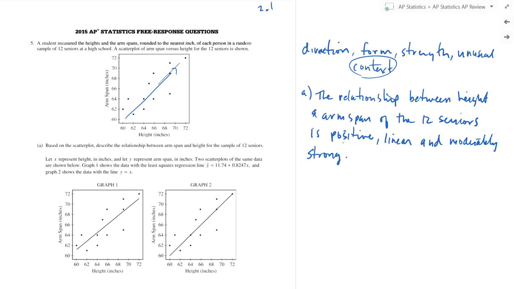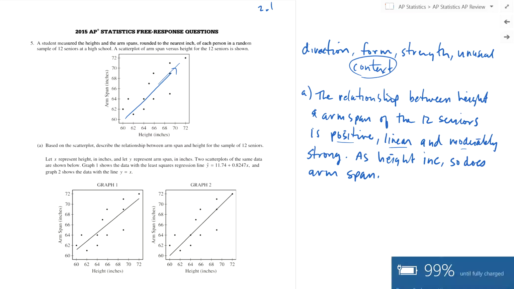Okay, and basically what does that mean? Positive. I think you'd probably be fine like that: as height increases, so does arm span. I don't know that you need that last sentence, but I think you're okay if you just have the first, because you've got it in context and you've got positive, linear, strong, and there's nothing unusual, no outliers, so you don't need to address that. You don't need to say there's anything unusual, not necessary.